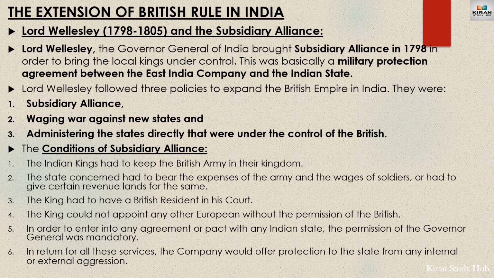If a king wants to enter into any agreement or pact with any Indian state, the permission of the Governor General was mandatory. In return for all these services, the East India Company would offer protection to the princely states from any internal or external aggression.